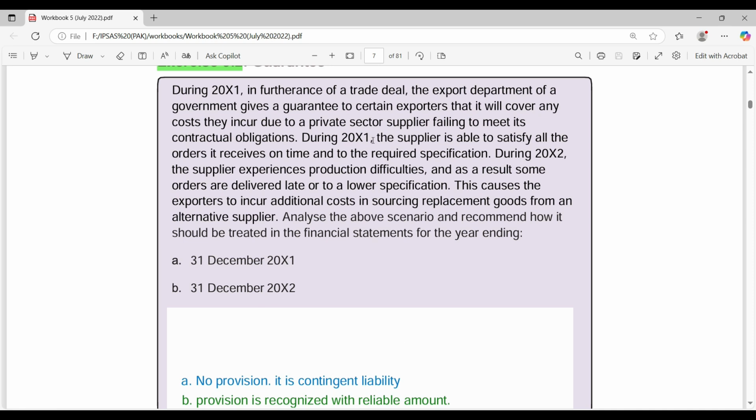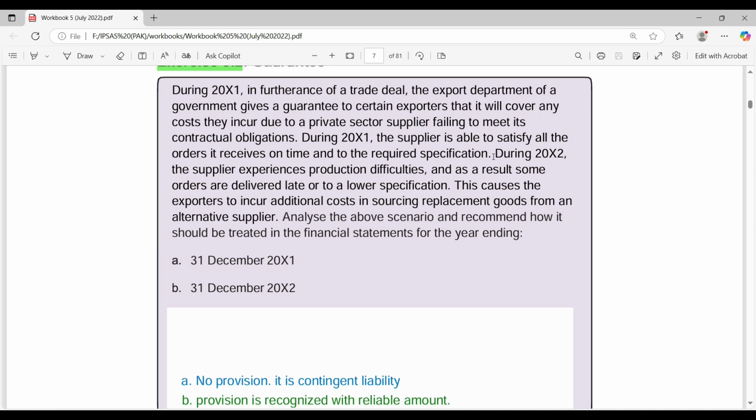How? Because there is no defect in the contract. All the requirements are supplied satisfactorily. It is only a contingent liability because the export department gives a guarantee. Till the completion of that contract, against a guarantee, you have to disclose a contingent liability in your notes.